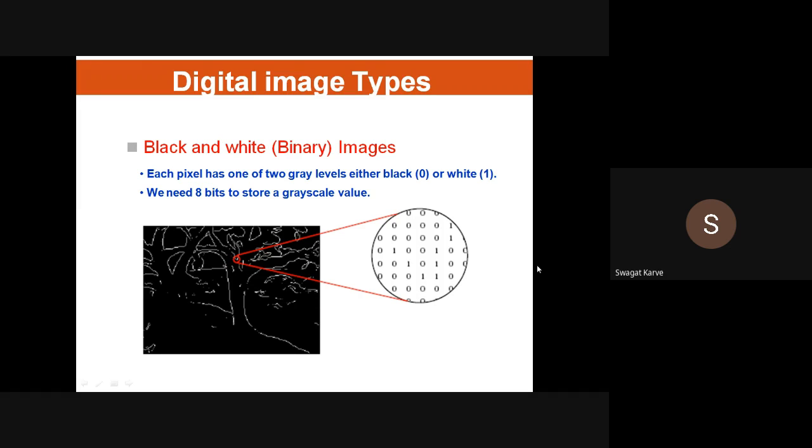If you have used b as 1, that means only 1 bit is used to represent a single pixel. So 2 raised to 1 will be 2. That means how many gray levels will be associated with that pixel? Only 2 gray levels, that means either black or white. Black will be represented by 0, white by 1, and that type of image is called a black and white image. It has only 2 gray levels and b is equal to 1.